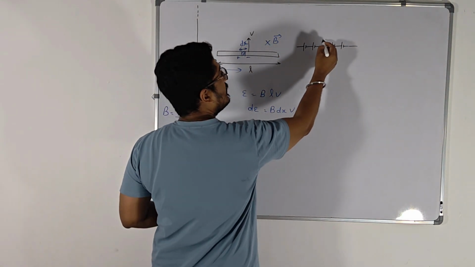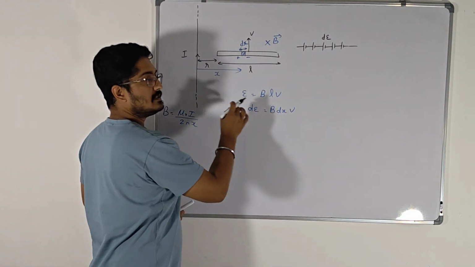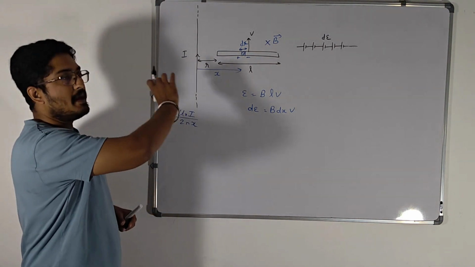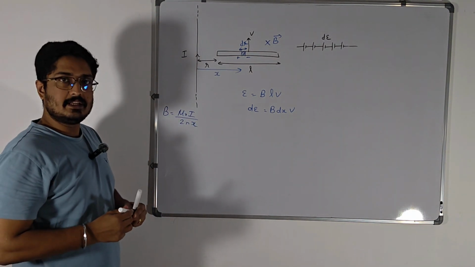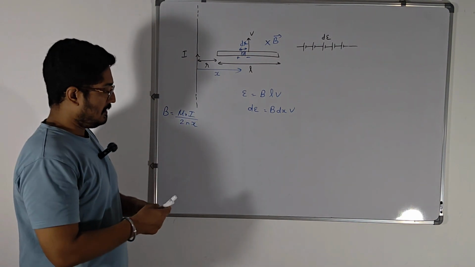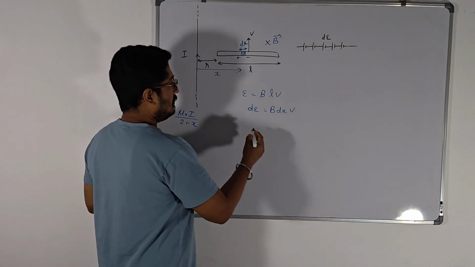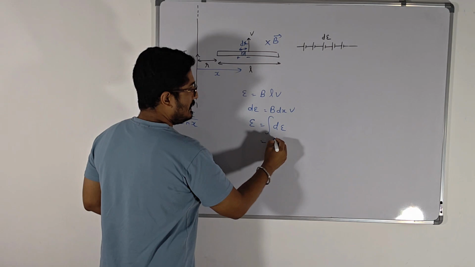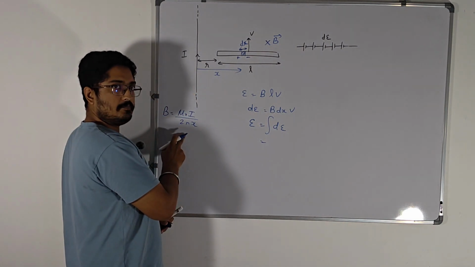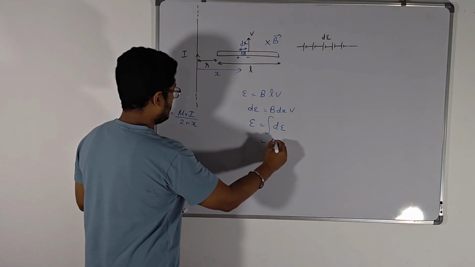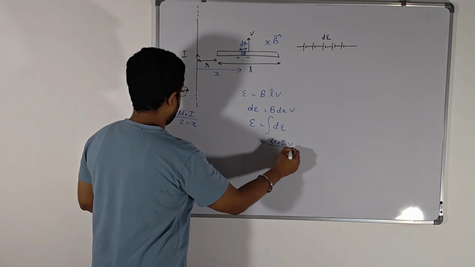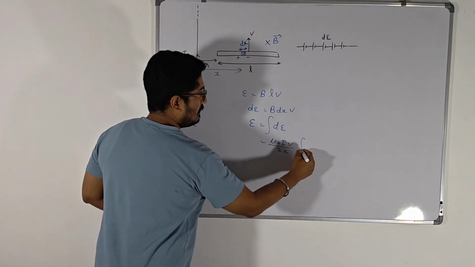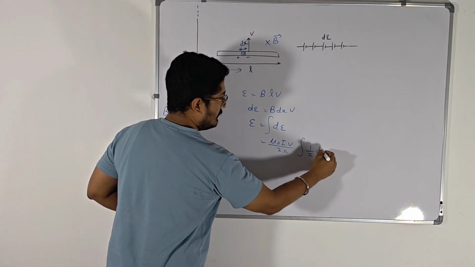Each cell has an EMF of dE, which is the dE I have calculated. Like that, many dEs are there. Because they are in series, I should add all of them and I'll get the total EMF. So the total EMF would be nothing but the integration of dE. I can substitute the B value, and the constants come out: mu naught IV divided by 2 pi, integration of 1 by x dx.